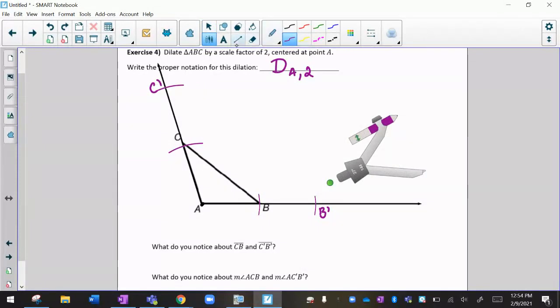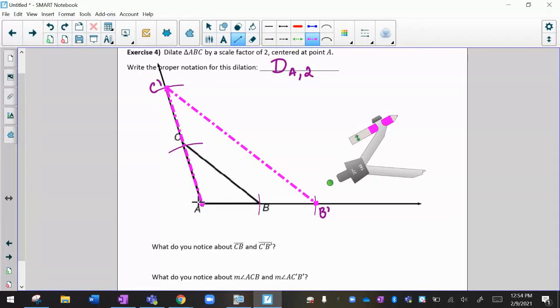And now if I connect C prime and B prime, whoops, didn't mean to do that. That purple one is the dilation of the original one by a scale factor of 2, but it overlaps the original, and that's totally okay. If your center is on your object, then part of the object is going to stay put.